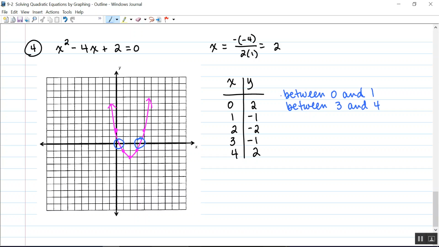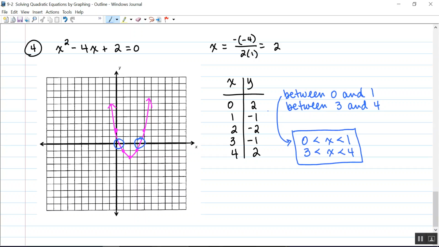Here's a really cool way to write this. To say between 0 and 1, I can say 0 is less than x is less than 1. In other words, x is a number between 0 and 1, and the same thing for 3 and 4. 3 is less than x, which is less than 4, and that's my answer. So they're actually probably irrational numbers, not exact numbers that are between those two whole numbers, between those two integers.